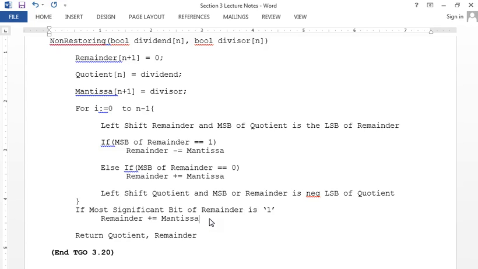Now, why do you think we'd want to do that? Why would we want to add the mantissa if the most significant bit of the remainder is 1? It's a sign bit, right? Yep, it's a sign bit. So we have a negative remainder. So somehow we've gotten 9 divided by 4, and then we're going to get our correct quotient. We get 2, but we could potentially have some negative value that if we restore the mantissa, it becomes the correct value of 1.